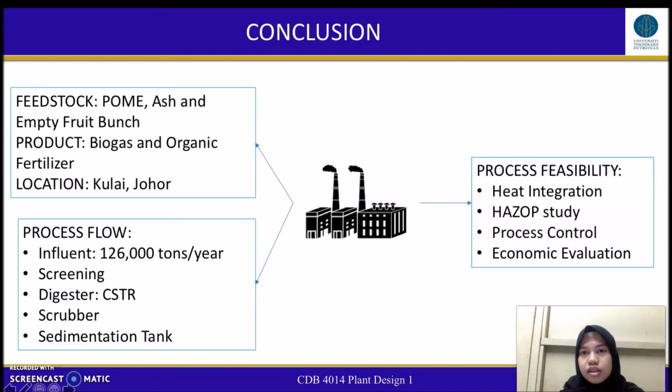So the first one is heat integration, where we use HIM software to utilize heat from the process. The second one is HAZOP study, where we examine and inspect design operation in terms of its hazards. The third one is process control, which is used to maintain optimum process by integrating heat, temperature, and pressure control. And the last one is economic evaluation, where we gain our payback period of 2.29 years.